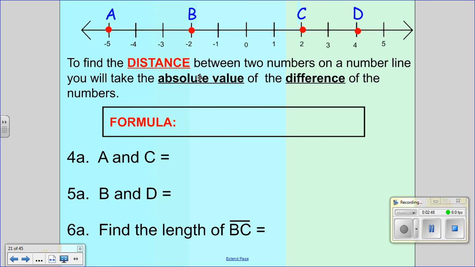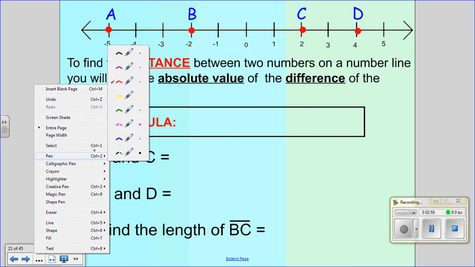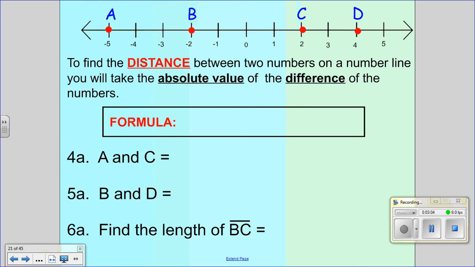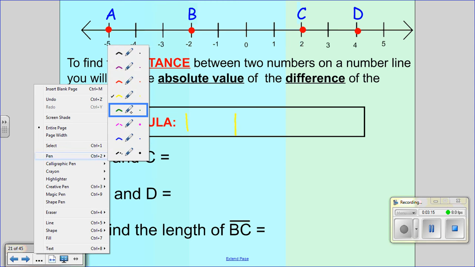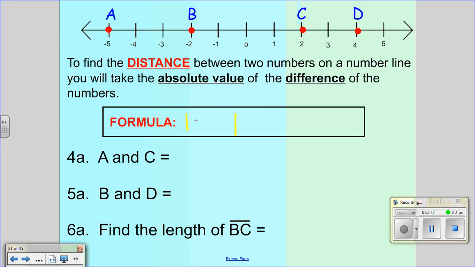To find the distance between two numbers on a number line, you will take the absolute value of the difference of the numbers. So your textbook or an online source will show you a formula that looks similar to this. Your absolute value bar, and inside the absolute value bar, it's going to have x2 minus x1. Okay, so that would be your textbook.